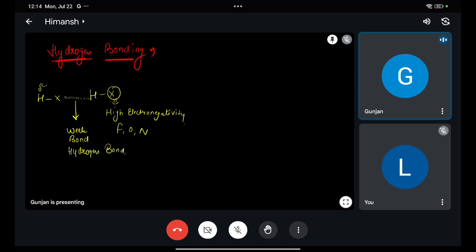So hydrogen contains partial positive, X contains partial negative. Accordingly we can say there is a weak bond between them, that is the hydrogen bond. Got it or not? Yes, right? HF molecule. In them there is partial bonding like this, that is hydrogen bonding. Right?